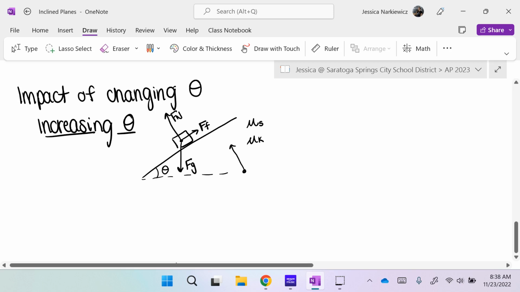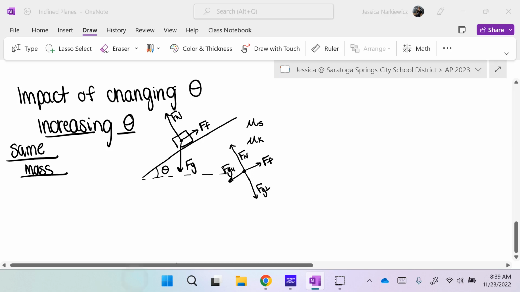And my component diagram: Fg perpendicular, Ff, and Fg parallel. Okay, so changing the angle is going to change a lot about this situation, and some things are going to be the same. First and foremost, let's talk about the things that are going to stay the same. The mass of the object is going to stay the same.